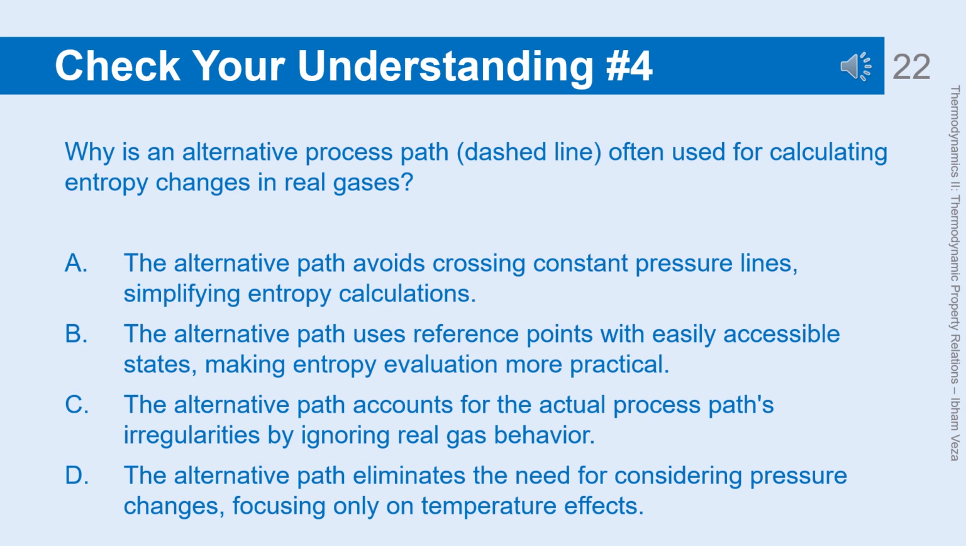effectively. C. The alternative path accounts for the actual process path's irregularities by ignoring real gas behavior. This is incorrect because the alternative path is designed to simplify calculations, not to ignore real gas behavior. It approximates the entropy change without oversimplifying. D. The alternative path eliminates the need for considering pressure changes, focusing only on temperature effects. This is incorrect because the alternative path considers both temperature and pressure changes, using reference states to facilitate entropy evaluation.